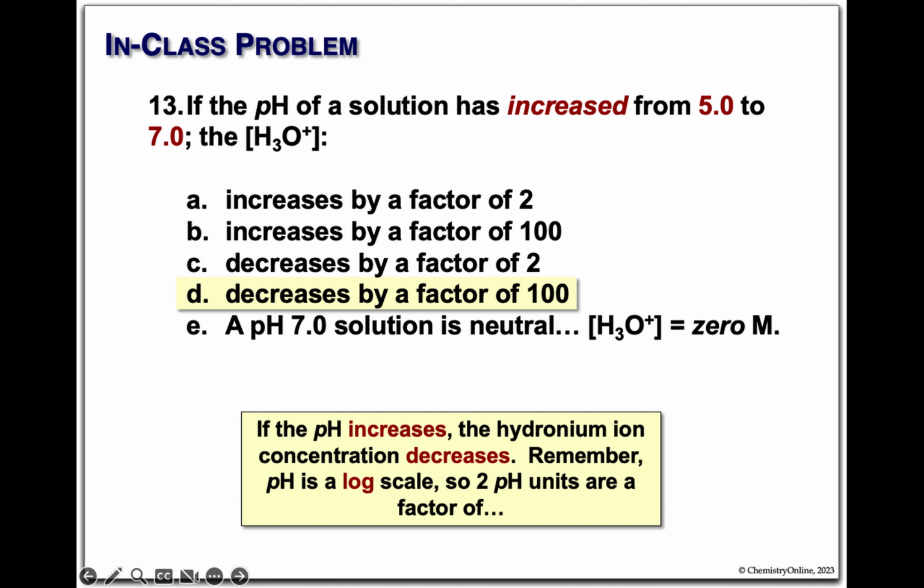There will be some perturbation of this on the exam. Make sure you understand the concept. pH increases, hydronium decreases. pH decreases, hydronium increases. And it's always the factor of whatever it is. 2 is 100, 3 is 1,000, and so on.